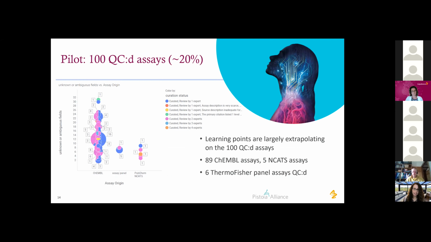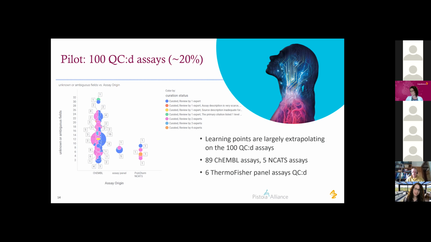So 100 of the assays is about 20%, and a lot of the learnings that we took are really biased towards the types of assays we decided to quality control, or QC. The largest portion of assays that we looked at were these ChEMBL assays, the ones that were described in the public domain literature. And those actually proved to be the most difficult.